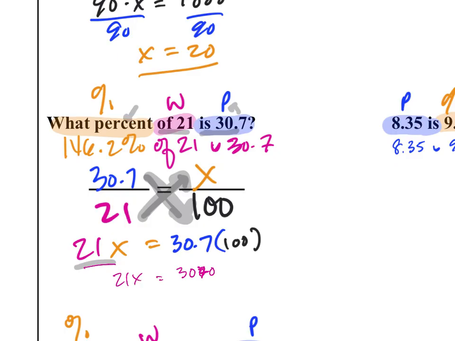We divide both sides by 21, and we get that x equals 146.2. Okay, and so when we solve that to get 146.2, we say that 146.2% of 21 is 30.7. If they tell you to round to the nearest tenth, of course you would say that, or to the nearest whole percent, you would say 146% of 21 is 30.7.